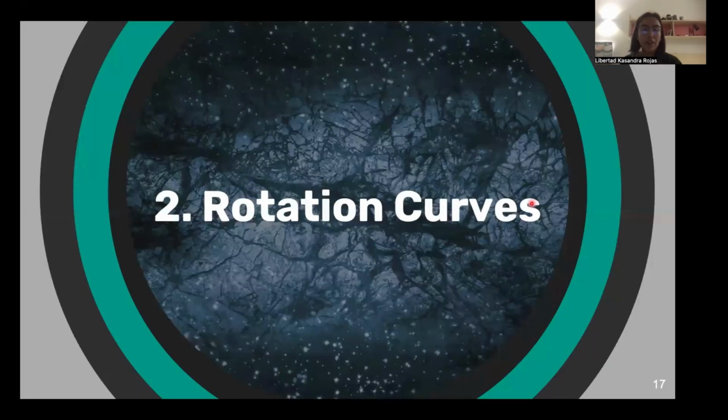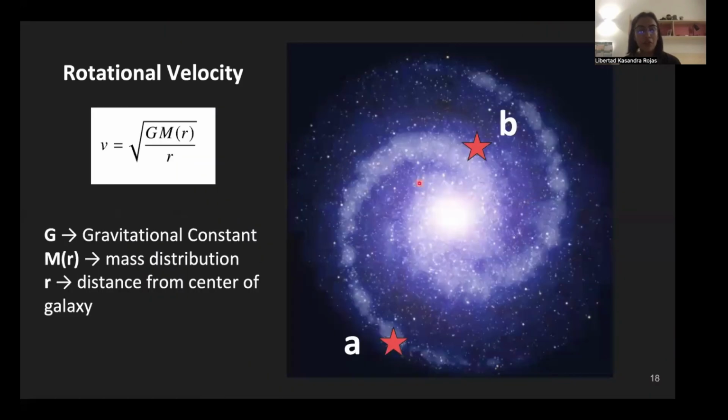Now, the second piece of evidence that supports the existence of dark matter goes into rotational curves. And in order to explain rotational curves, we're going to look at the formula for rotational velocity in a galaxy. So this here is a galaxy, and the velocity at different points of the galaxy, so at point A or point B, is going to be determined by this equation here. Now, G here is just the gravitational constant.